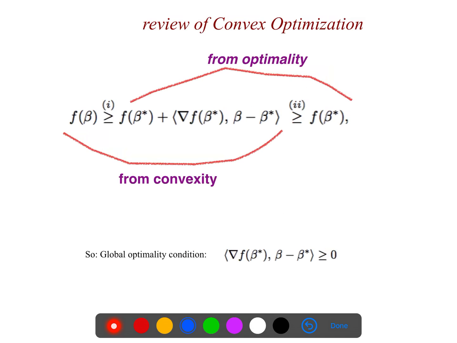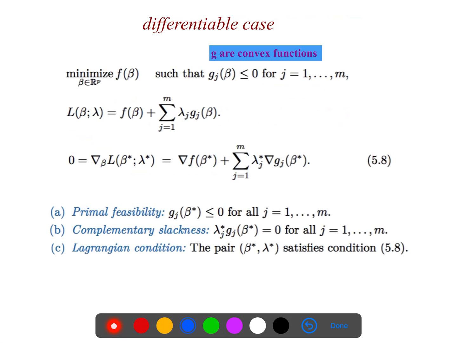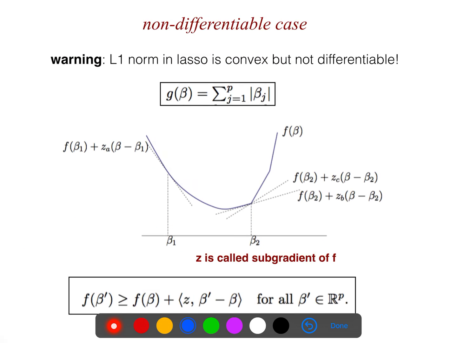And from optimality, we can say that this one is true, and we use convexity very much. And finally, you have the primal feasibility condition, complementary slackness, and the Lagrangian condition. And so you have many subgradients. All of these lines are subgradients. It's infinite.